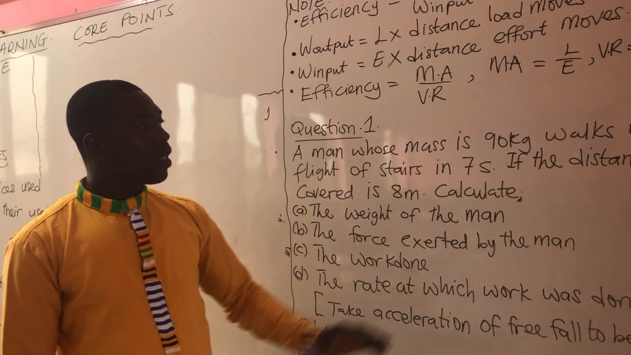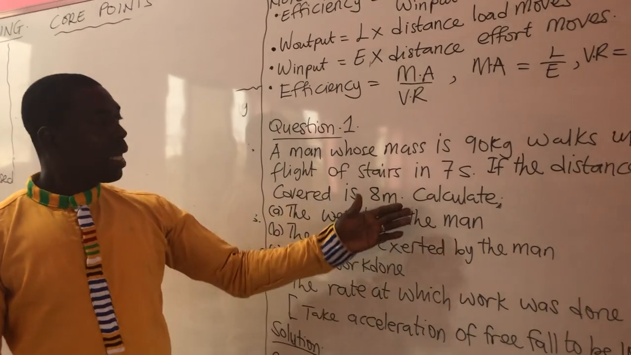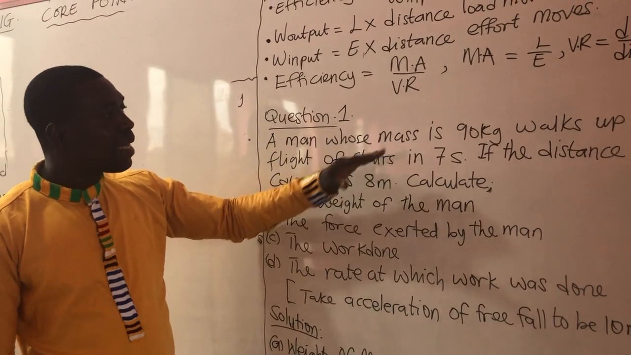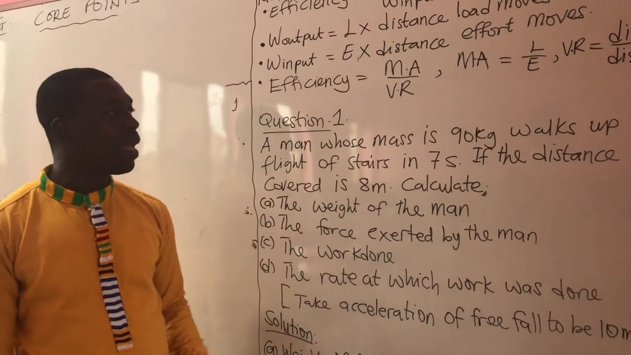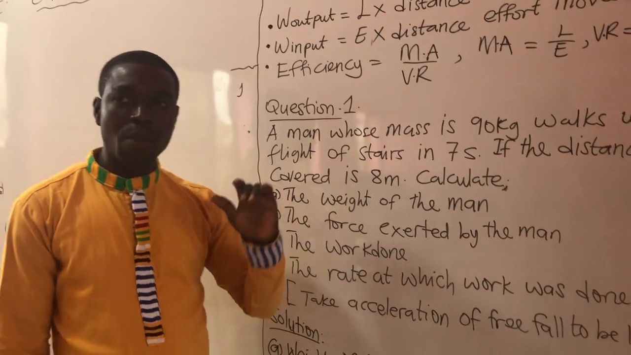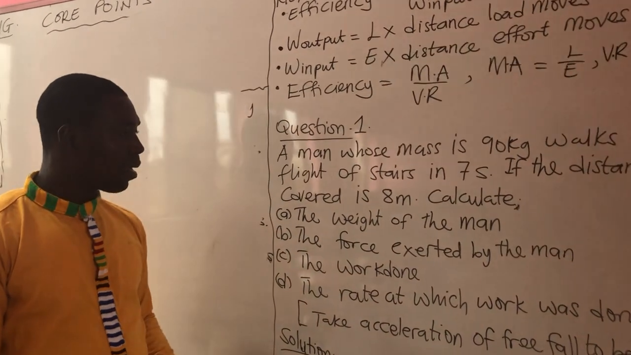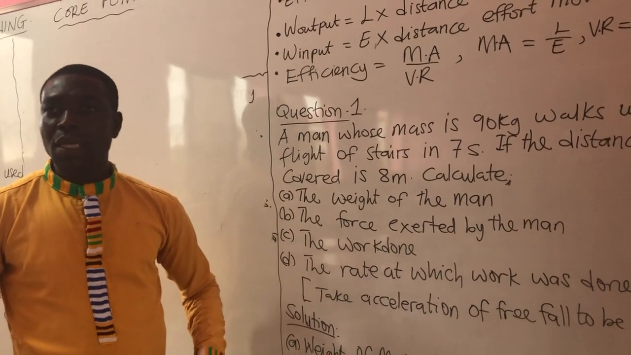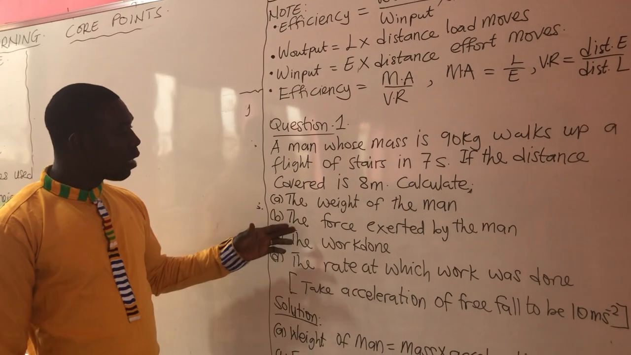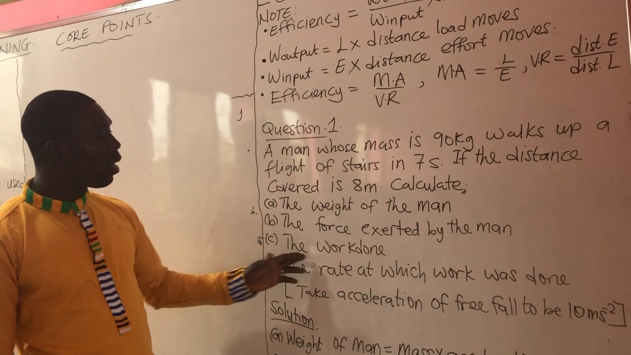Now, if the distance covered is 8 meters, calculate A, the weight of the man. So this one, remember, is just the mass of the man. Now A, you have to find his weight. And B, the force exerted by the man. You know, as the man walks, he exerts some pressure or force on the stairs. So you have to find the force exerted by the man. And C, the work done.